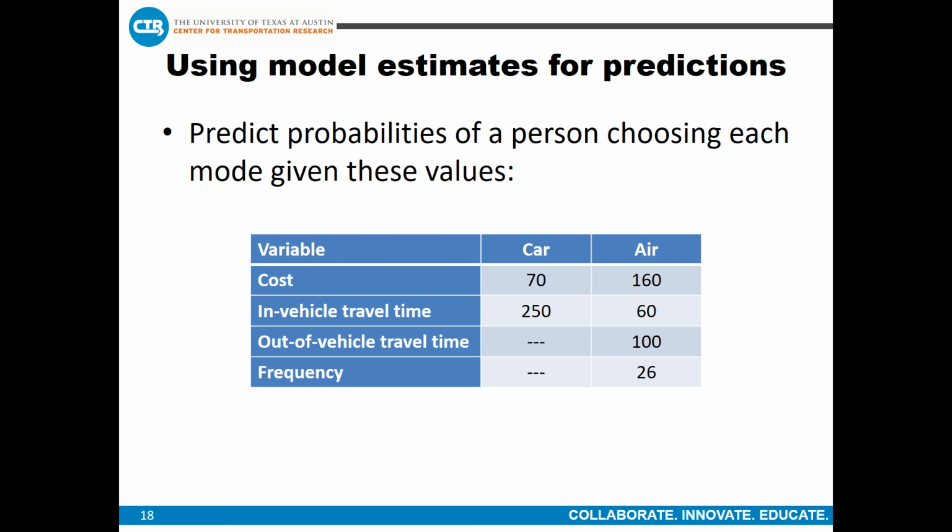So now think about this scenario. We already have our model estimated. We know the values of our betas. Now imagine we have a situation in which there's a car trip that has these costs and travel times associated with it, and an air trip that has these costs, travel times, and frequencies associated with it too. How can we use our model to predict the probability of a person in this situation choosing either car or air? How can we use the numbers that we just found to predict the probabilities here?